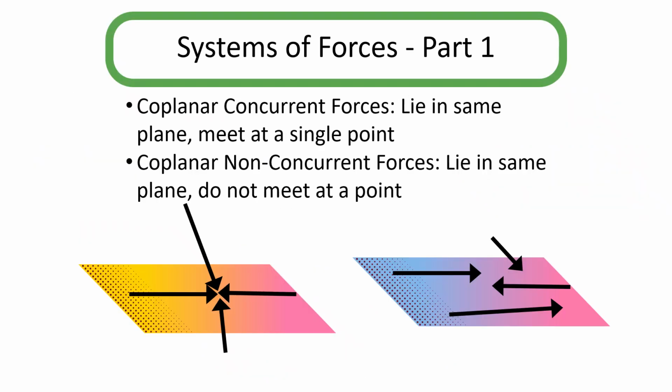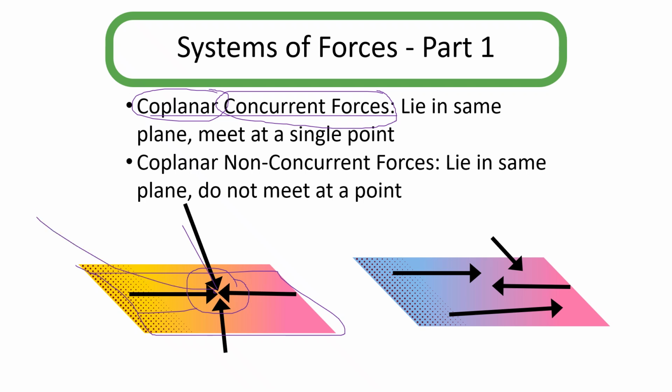Okay. Now the next is coplanar concurrent forces. Coplanar means the same plane, concurrent means meeting at the same point. So this is my plane and all the forces are acting on this plane and all the forces are meeting at a single point. This is known as coplanar concurrent forces.